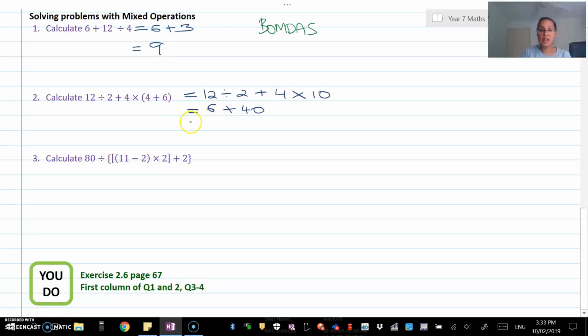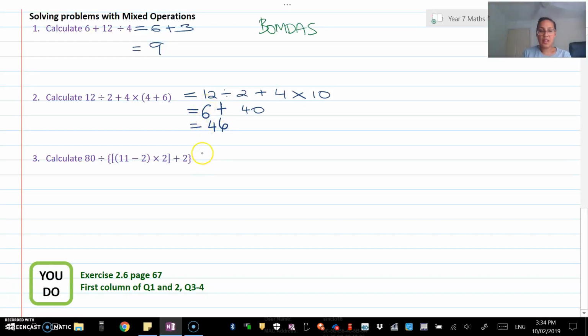Anything times 10, you add a 0 to the end. Then I add those together. So I'm going to redraw that one, like that addition sign. I don't know why that has come out looking a bit skewed. So let's try that again. Cool. And then 6 plus 40 is going to give us 46. Right, so that's that one there.